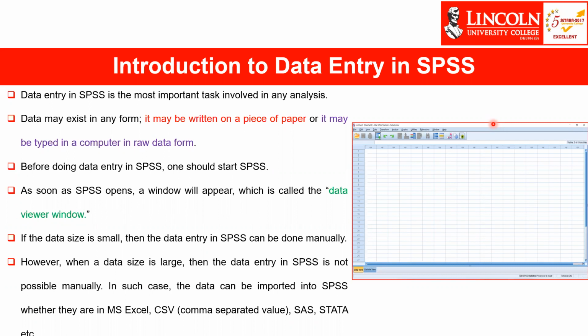Okay. Now, data may exist in any form. We have discussed data type and data format, I think last week or 2 weeks ago. So it may be written on a piece of paper, or it may be typed in a computer in raw data form. Before doing data entry in SPSS, the first thing is you need to launch your SPSS software, that you need to start the SPSS application. So you're going to have an interface that looks like the one we're having towards the right of the screen. As soon as SPSS opens, a window will appear, which is called the data view window. Okay, from this button, you can see the data view button is currently selected, which is showing your data view window.